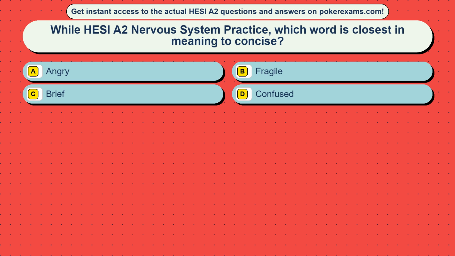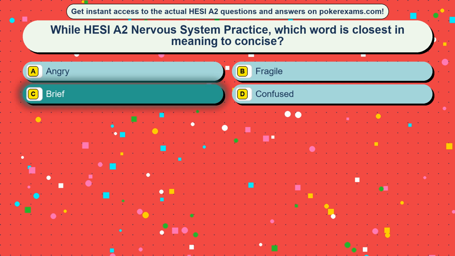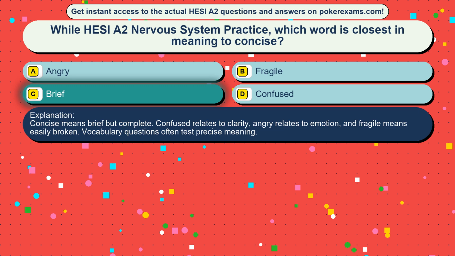Question 47. While HESI A2 nervous system practice, which word is closest in meaning to concise? Option A, angry. Option B, fragile. Option C, brief. Option D, confused. The correct answer is option C, brief. Concise means brief but complete. Confused relates to clarity, angry relates to emotion, and fragile means easily broken. Vocabulary questions often test precise meaning.